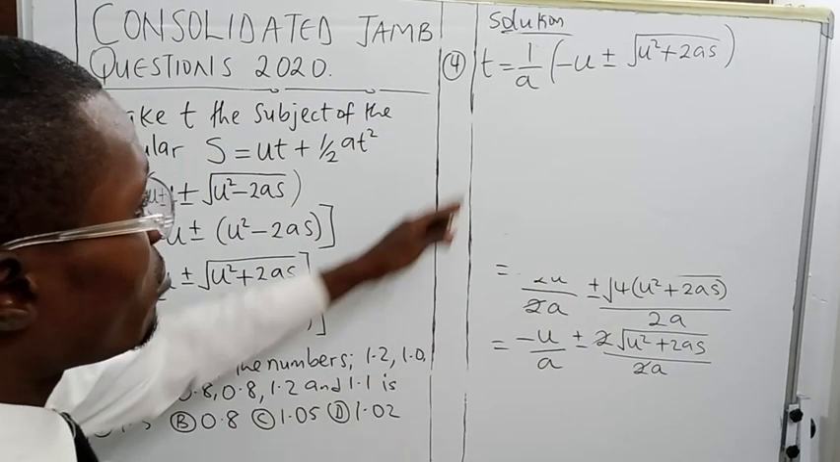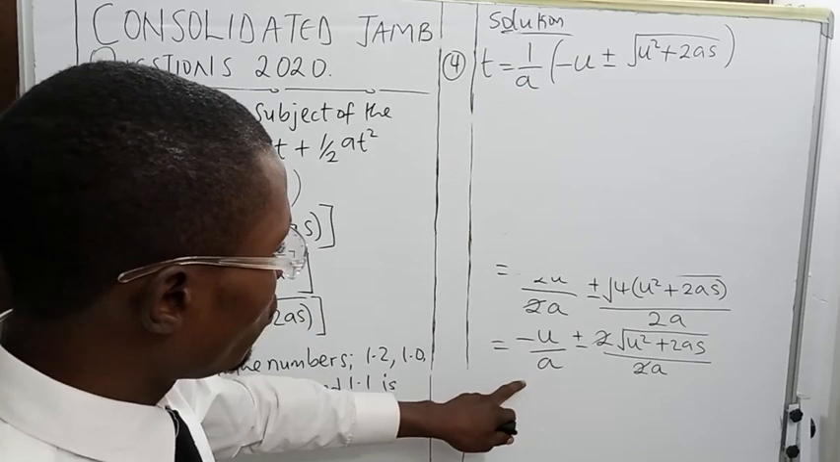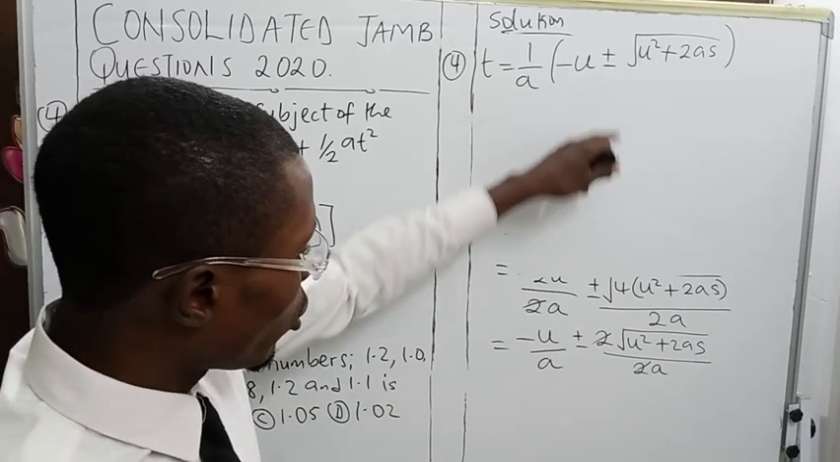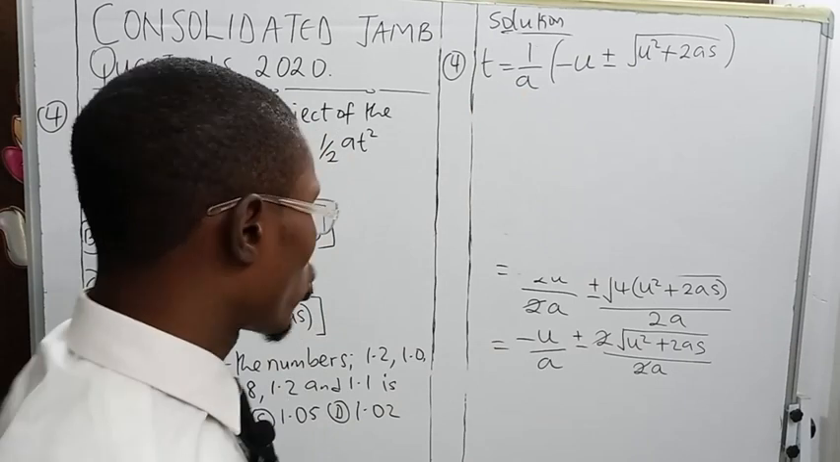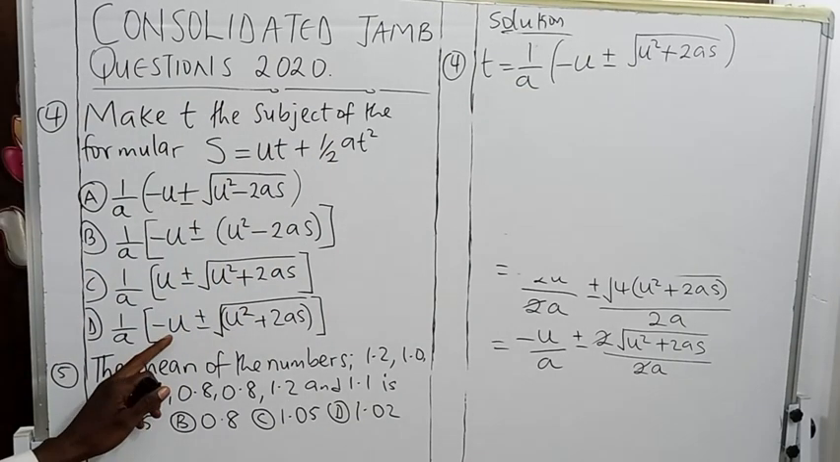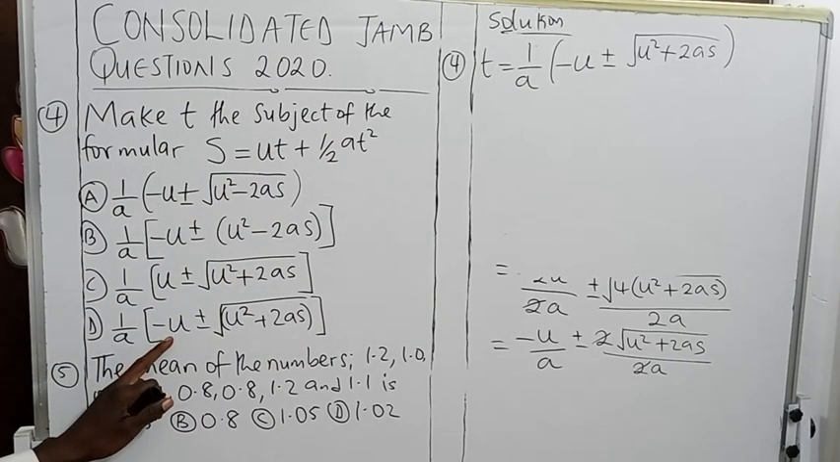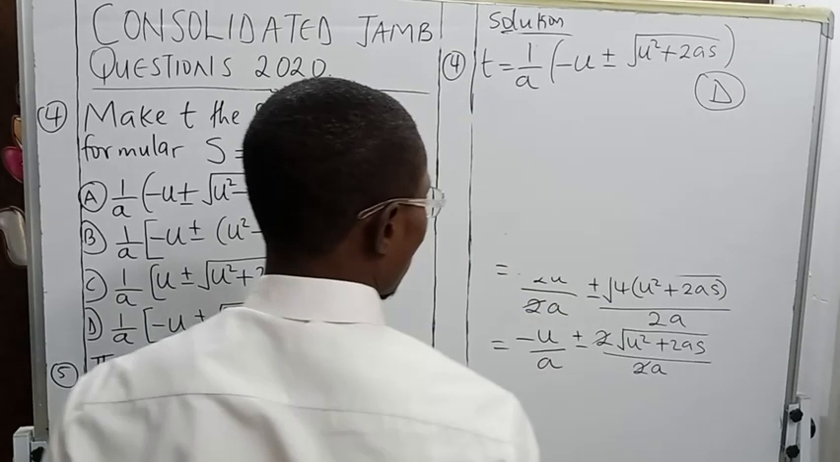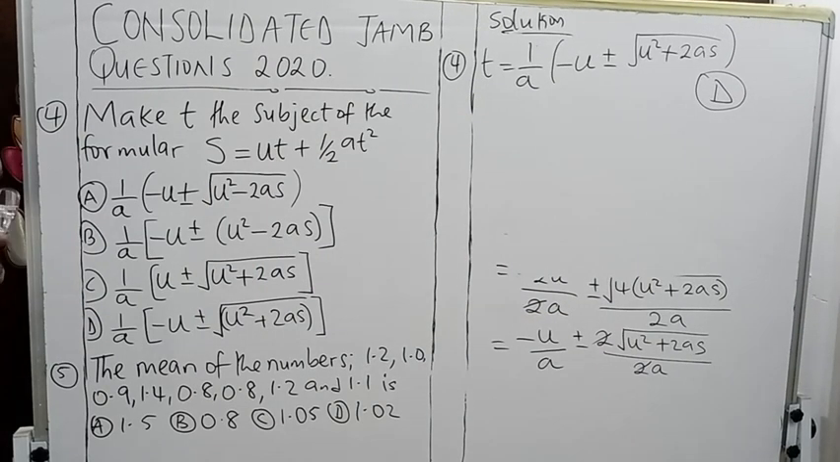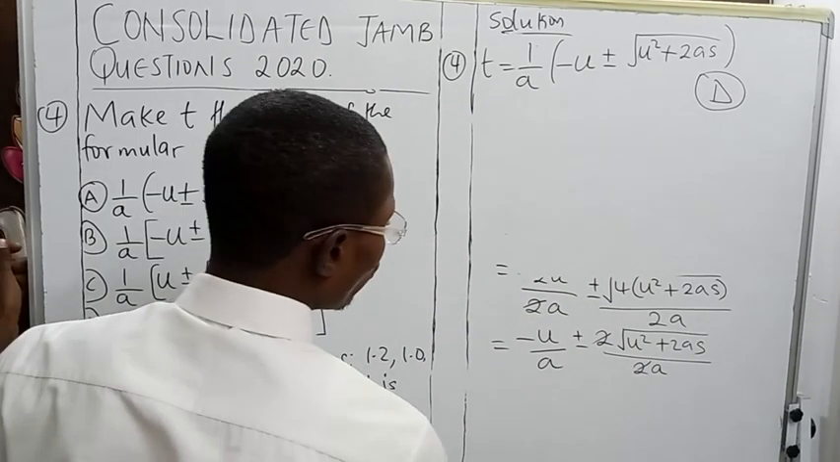So I have my t equals what? 1 over a factor, I have minus u left, then plus or minus root of u squared plus 2as. And what option is that? Option D. So option D is the right answer. That is that for number 4. Now we move to number 5.